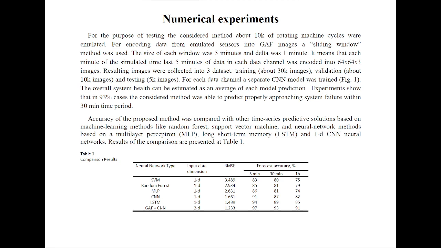Resulting images were collected into 3 data sets: training, validation, and testing. For each data channel, a separate CNN model was trained according to the method description presented in figure 1. The overall system health can be estimated as an average of each model prediction. Experiments showed that in 93% of cases, the considered method was able to properly predict approaching system failure within a 30-minute time period. Accuracy of the proposed method was compared with other time series predictive solutions based on machine learning methods like random forest, support vector machine, and neural network methods based on multi-layer perceptron, long short-term memory, and one-dimensional CNN neural networks. Results of the comparison are presented in table 1.